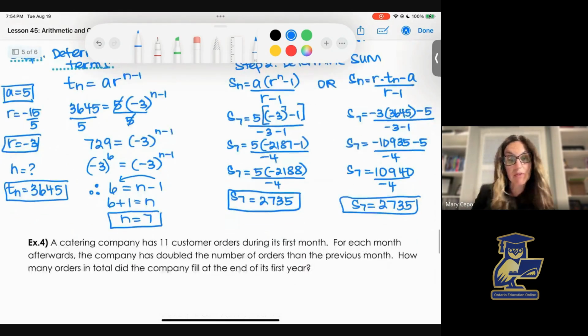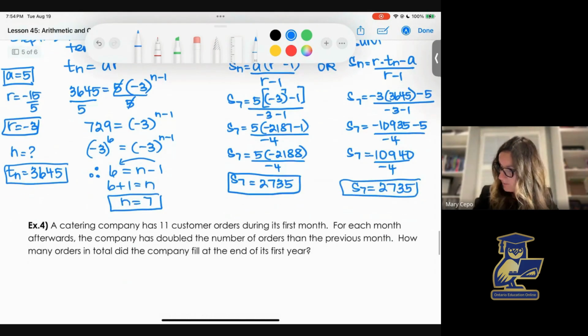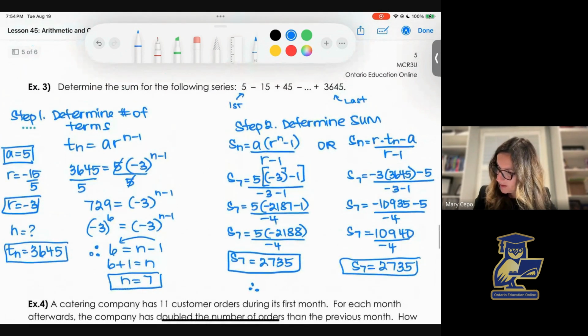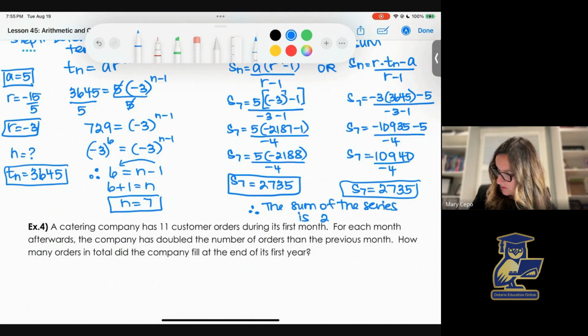Okay, so again, you never have to do both. I just wanted to show you it doesn't matter which version you use, you will get the same sum. So we can say, therefore, the sum of the series is 2,735.